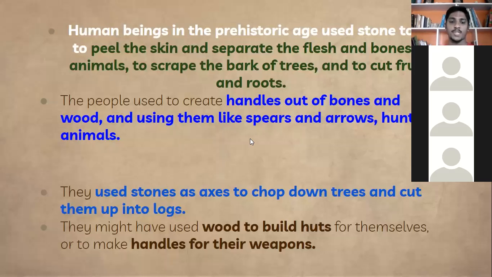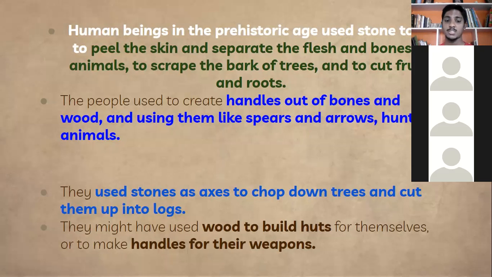Okay, so thank you, Alia. The handles were made out of bones and wood, and they used them like spears and arrows to hunt animals. They also used these tools for hunting animals. Sometimes the arrows were made out of wood. For hunting animals, these tools are very, very important.